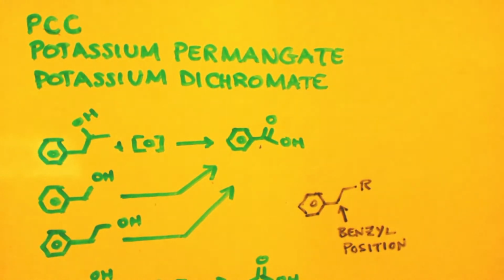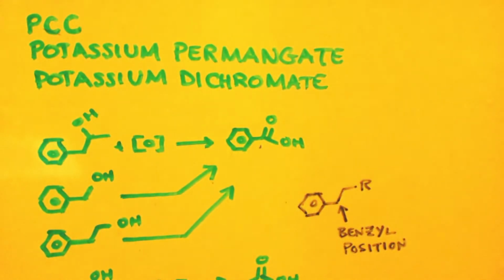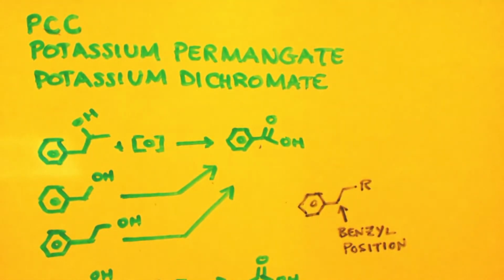Now, here's some of the main oxidizers people know of: PCC, pyridinium chlorochromate, potassium permanganate, potassium dichromate. Everyone knows these oxidizers. They're strong oxidizers. They're great for making some types of ketones and carboxylic acids. But as for aldehydes, they're not too good. They over-oxidize. They're too good. You know what I mean?